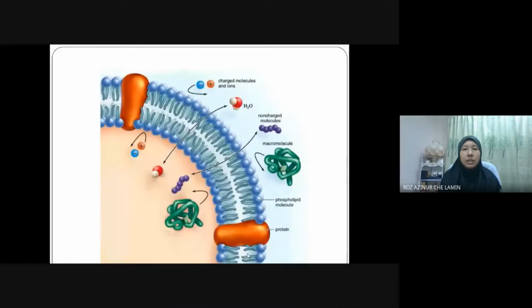Here is an illustration of how substances can pass through the cell membrane. Water and other non-charged molecules can easily pass through the cell membrane, while charged molecules and ions need a special transporter or channel to pass through the membrane, and some big molecules cannot pass through the cell membrane.